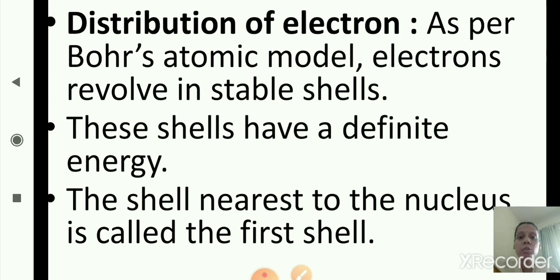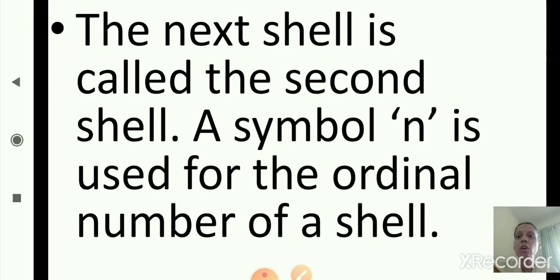The shell nearest to the nucleus is called the first shell. Which shell is closest to the nucleus? The K shell. So the K shell is called the first shell. Then the next shell is called the second shell. After the second shell, the next shell is called the third shell, and so on.